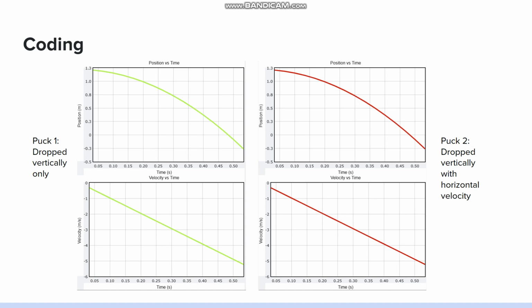The second aspect of this lab was coding. Using coding on GlowScript, I was able to find these graphs presented here. On the left in green is puck A, or puck 1, which is only dropped vertically, whereas on the right in red is puck 2, which is both dropped vertically and given a horizontal velocity.